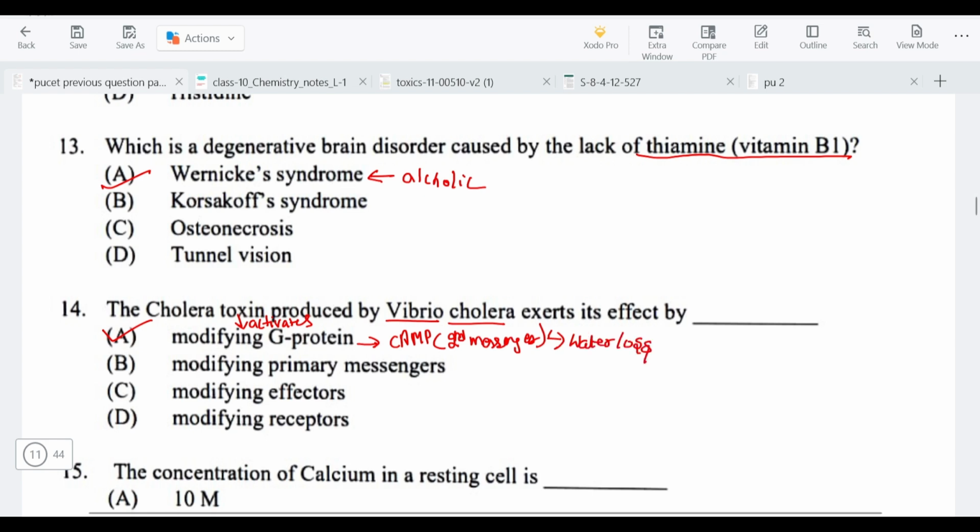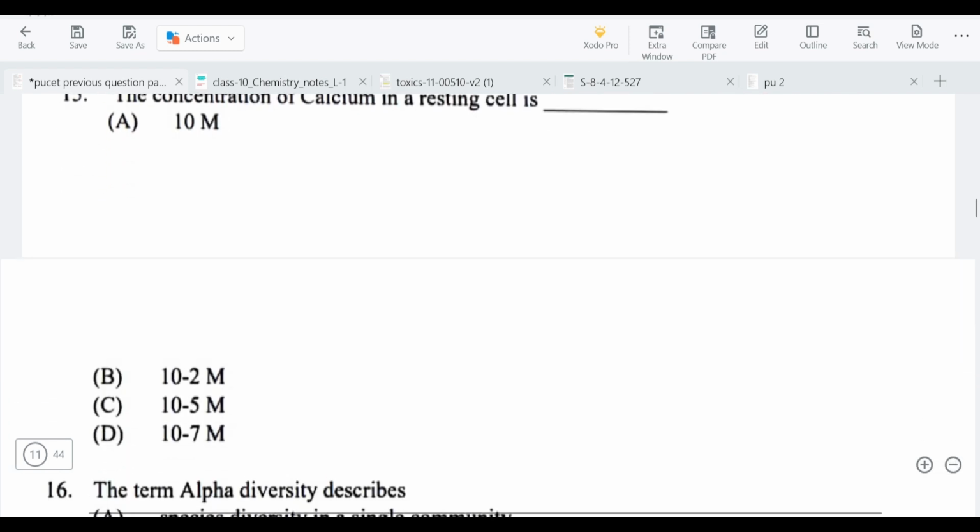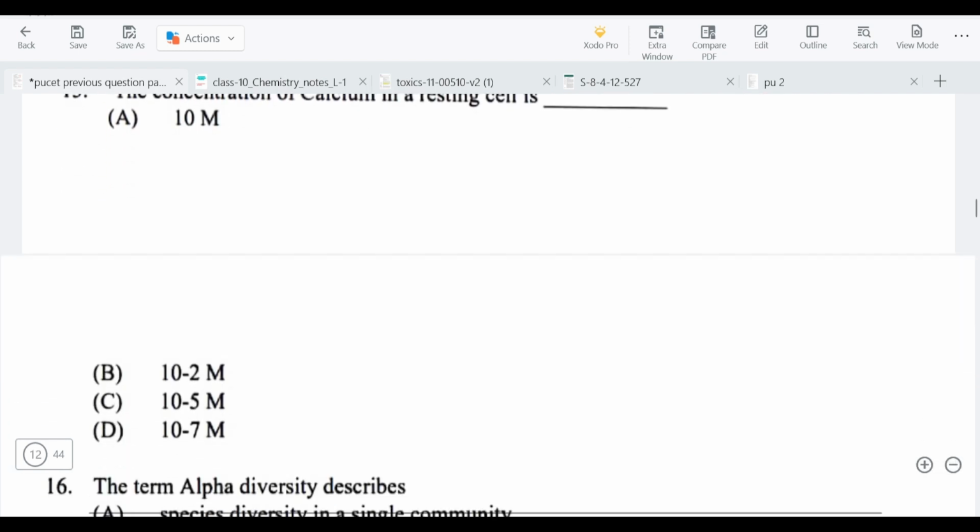Next question, the concentration of calcium in a resting cell is, the answer is 10 raised to power minus 7 molar. Resting intracellular calcium concentration is extremely low. Calcium levels in a resting membrane are always low.